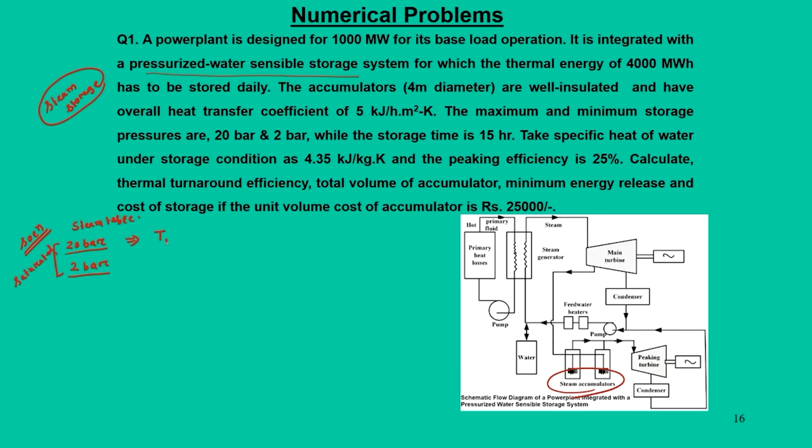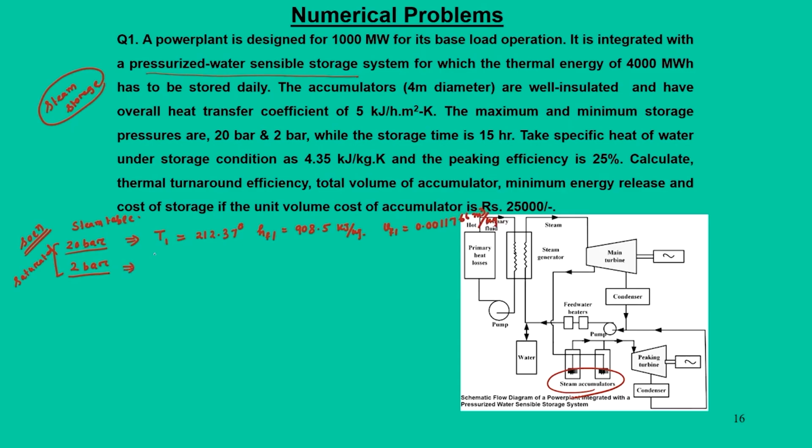So, for this we can have higher temperature, upper temperature T1 as 212.37 degree centigrade. It has enthalpy value 908.5 kilojoule per kg, and corresponding specific volume at this stage is 0.0011766 meter cube per kg.